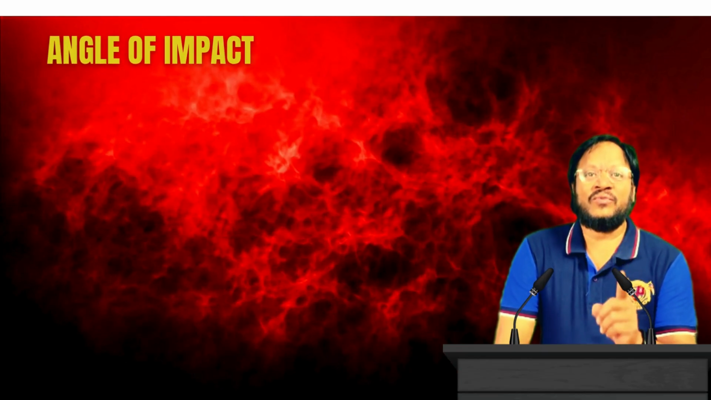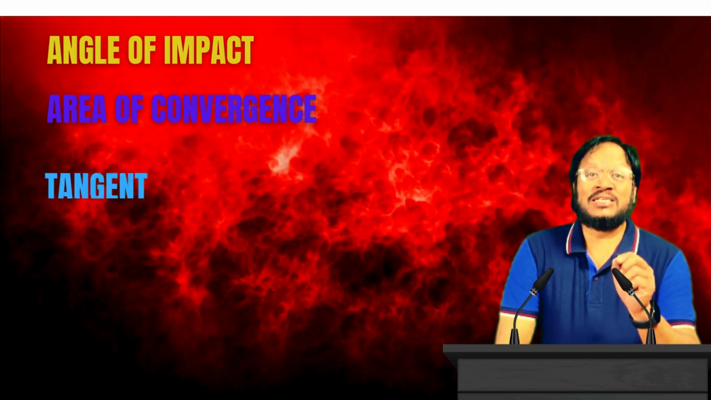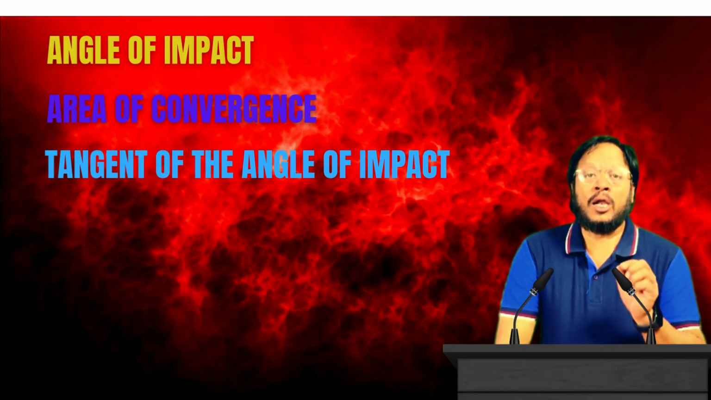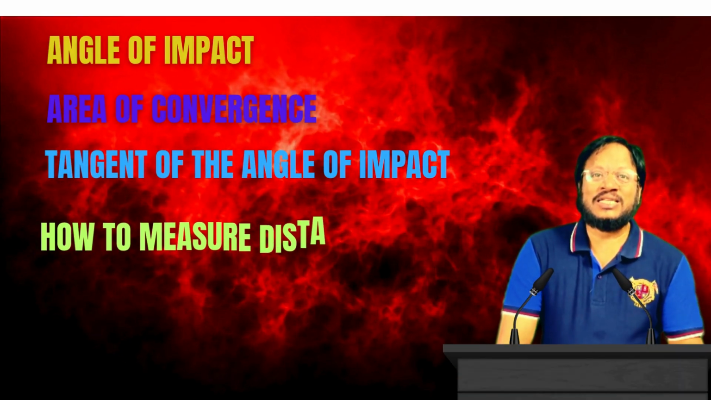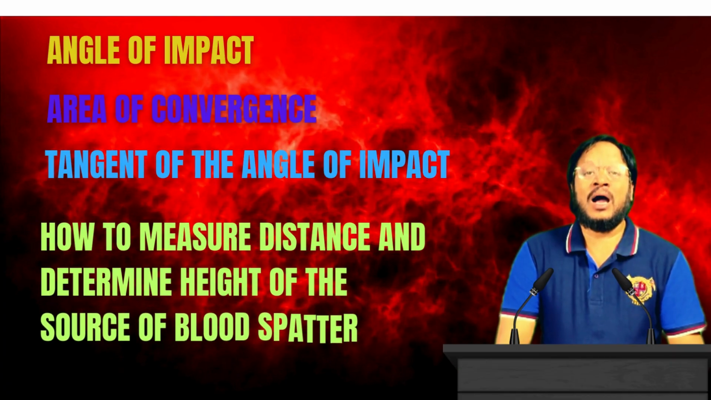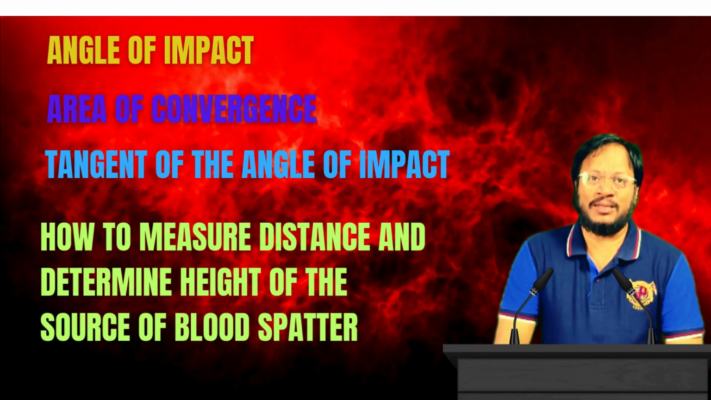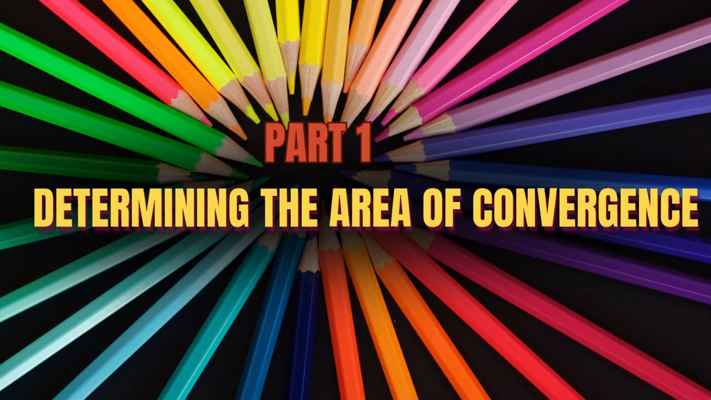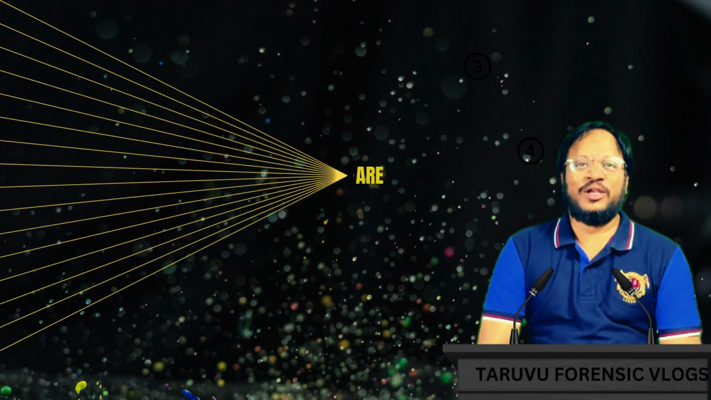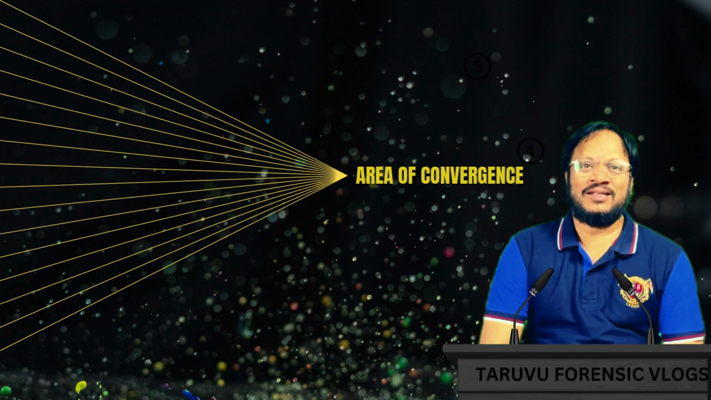Today, we learn how to determine the angle of impact, area of convergence, tangent of the angle of impact, and how to measure distance and determine the height of the source of blood spatter. First, we'll determine the area of convergence.